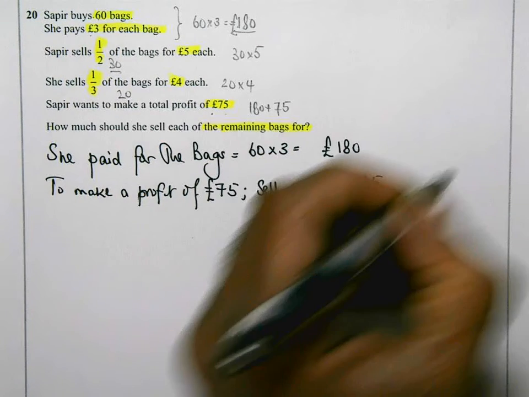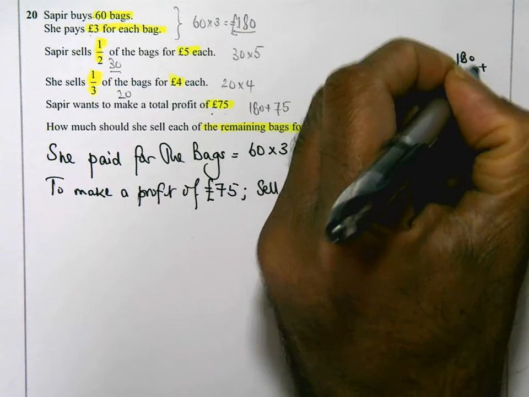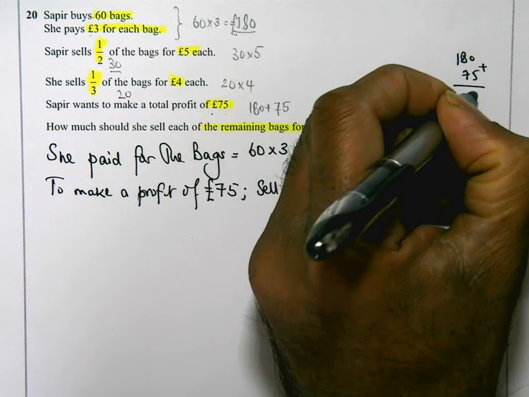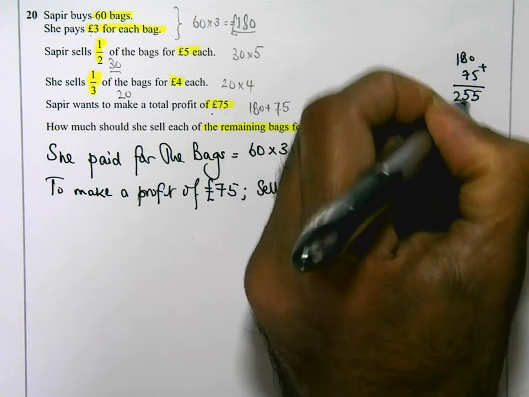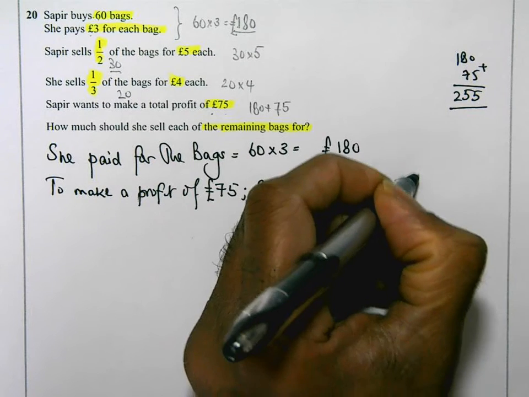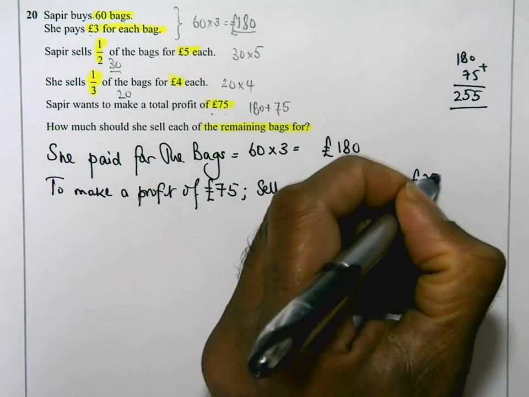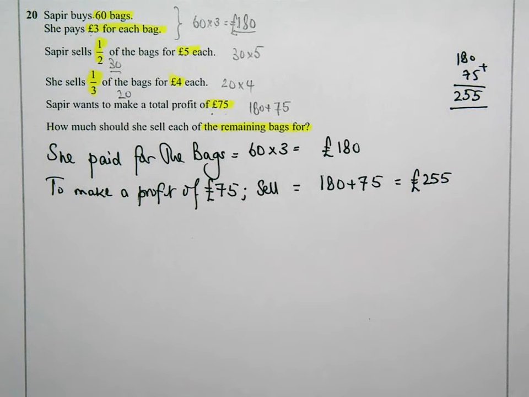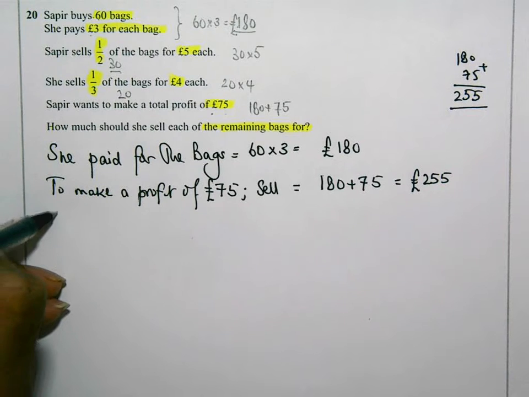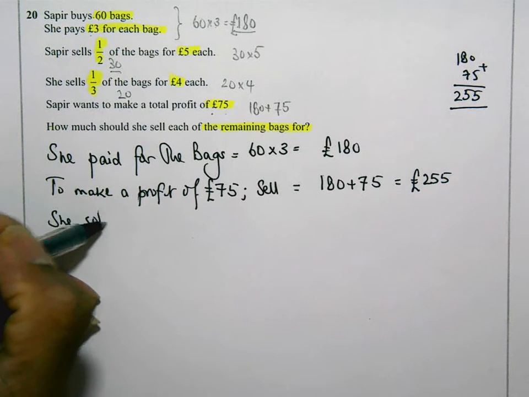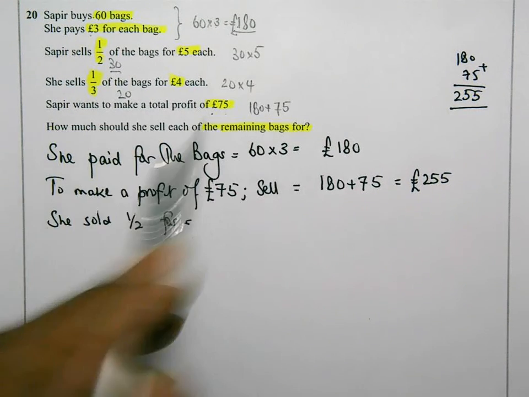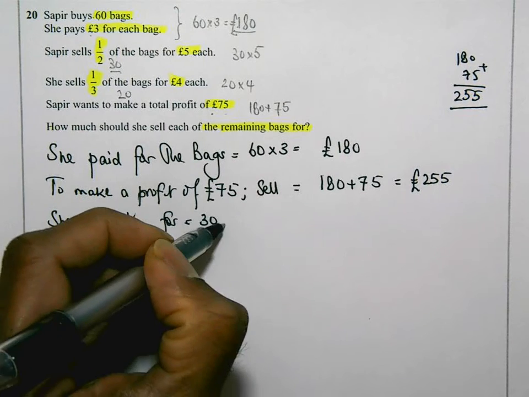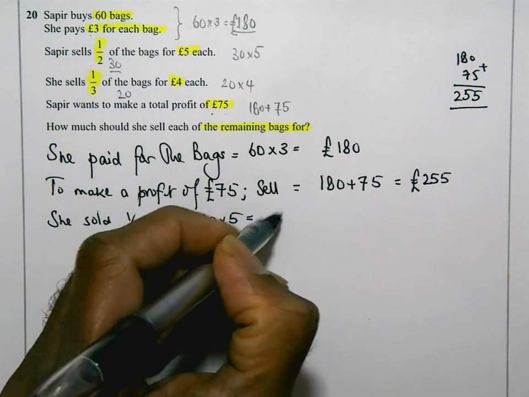If I go off to one side and do 180 add 75, 0 add 5 is 5, 8 add 7 is 15, carry 1, £255 altogether. That's how much money she needs to sell all the bags for. So she sold half the bags, which was 30 of them, for £5 each. 5 threes are 15, so that's £150.